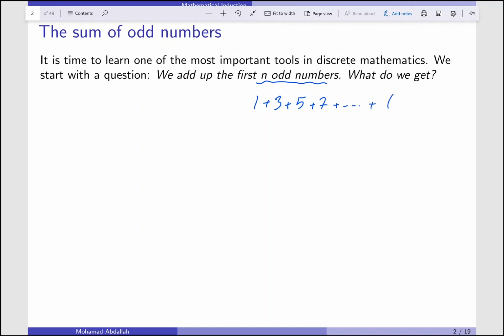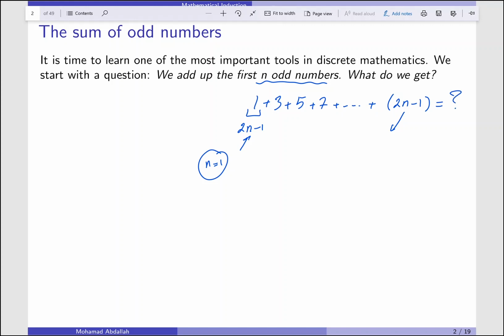According to this, the last number is going to be 2n. Well, it's going to be either minus 1 or plus 1, but let's count it here. So this is like 2 times n minus 1, because when I'm starting with n equal 1, if n is equal to 1, this is going to give me 1. So from here to here I have the first n odd numbers. I would like to know what would be the sum of all these numbers.